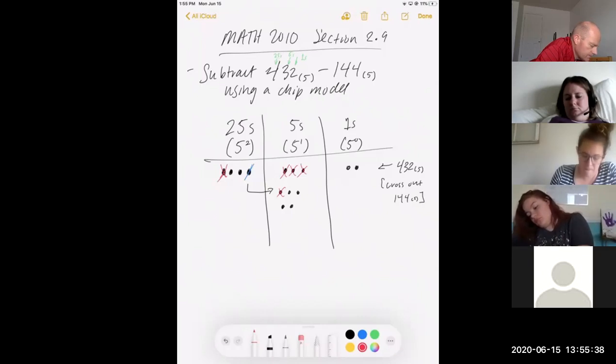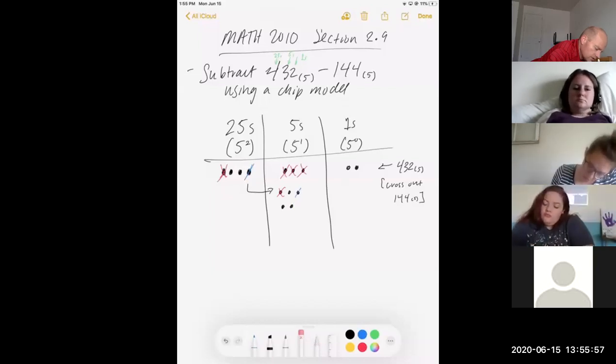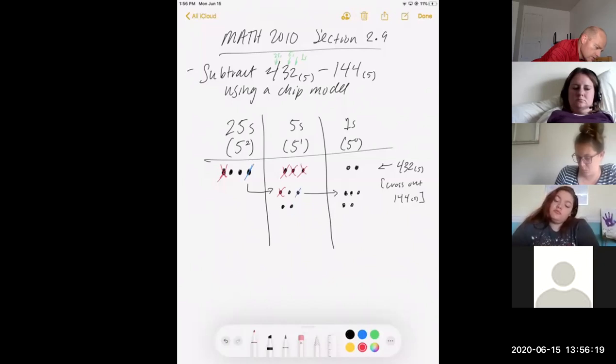Okay, my next one is to cross out the 1s, which I have 4 of those, but I only have 2 1s right now. So we're going to slash off one of these. Let's do this one. And then we'll bring it over to here. Cross it out. This now becomes a group of 5. Now I'm going to do 5 ones here. Now I have enough ones to cross out 4 ones. 1, 2, 3, 4.